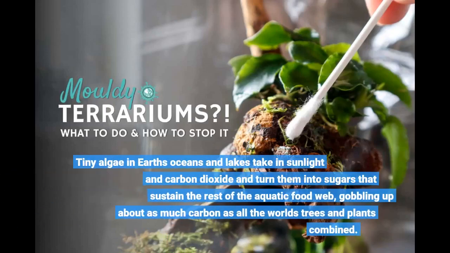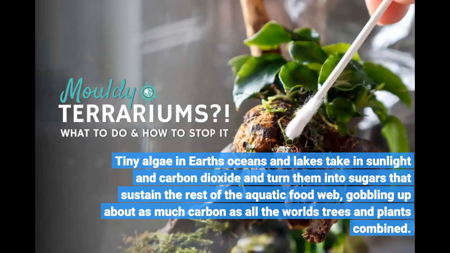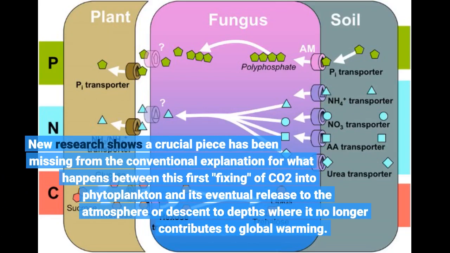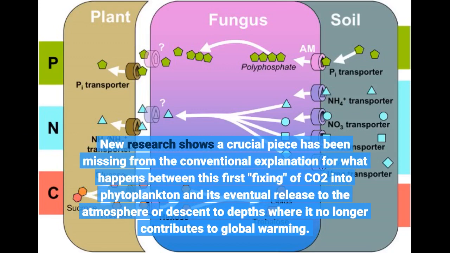Tiny algae in Earth's oceans and lakes take in sunlight and carbon dioxide and turn them into sugars that sustain the rest of the aquatic food web, gobbling up about as much carbon as all the world's trees and plants combined. New research shows a crucial piece has been missing from the conventional explanation for what happens between this first fixing of CO2 into phytoplankton and its eventual release to the atmosphere or descent to depths where it no longer contributes to global warming.